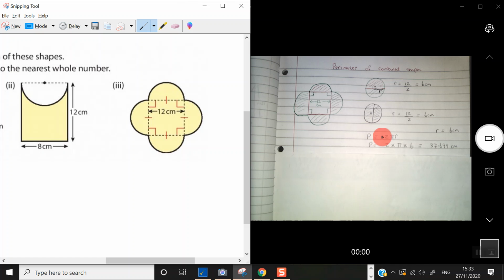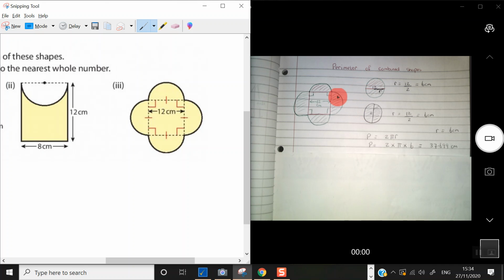Now what we do is we take this formula, which we use to get the perimeter of a circle, perimeter is equal to 2 pi r, and we plug in what we have. So it's going to be 2 multiplied by pi multiplied by 6, because 6 is the radius. And if we work this out, what we get is 37.699 centimeters. Now, this is the perimeter of one of these circles.